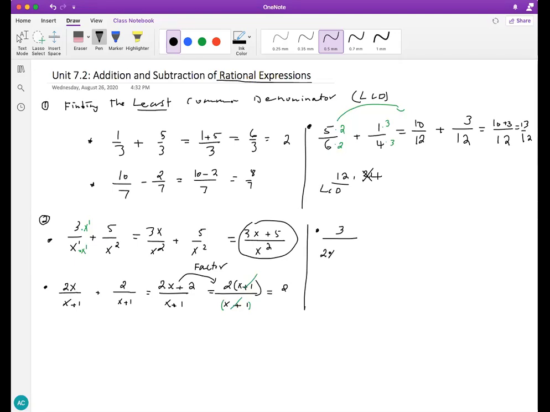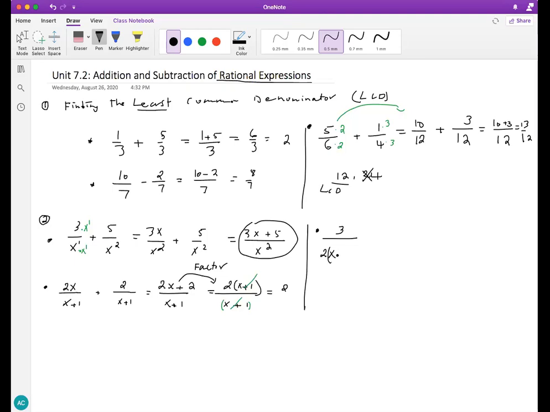Wait, I got one question about the factoring. Just curious. It's a 2x plus 2, right? Where did we remove the 1? Like it's 2x plus 2 equals 2 times x plus 1. Oh, wait, my bad. Okay, we factored it. Yeah, my bad. Sorry. All right.